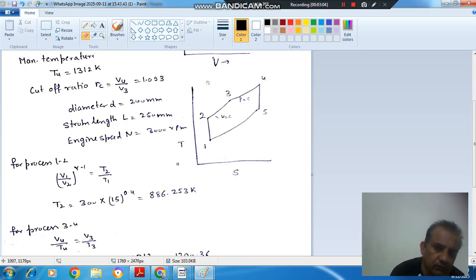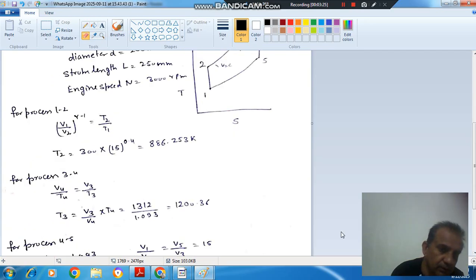Now because we have temperature at 4, and this process is a constant pressure process, we can find out T3 from it, because V4 by V3 is known, that is your cutoff ratio, and T4 is known. Using the state relation P4 V4 by T4 is equal to P3 V3 by T3, and P3 and P4 are same, T3 will be equal to V3 by V4 into T4, or T4 by 1.093, because V4 by V3 is 1.093. So T3 will come out as 1200.36 Kelvin.